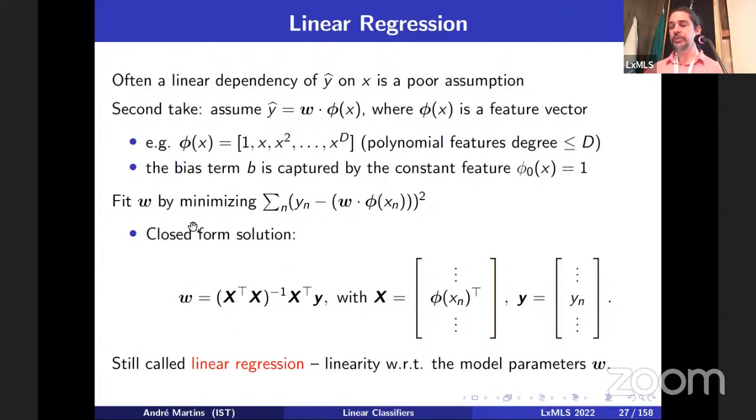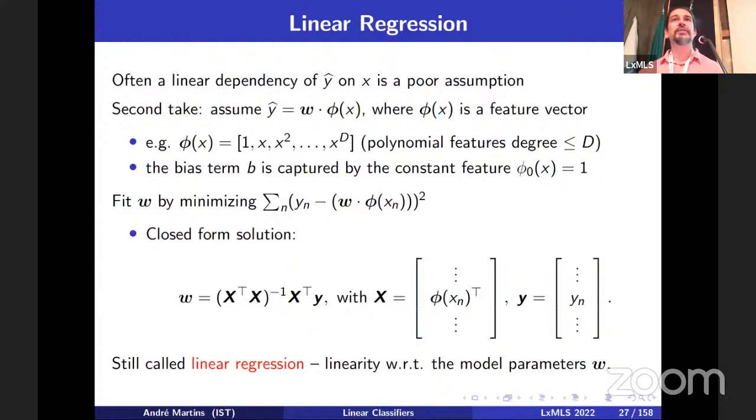Okay, so now what we need to do is to fit the model parameters W. Now it's a vector instead of just 2 parameters. It can be more than 2. We're going to have a weight for each feature, and we want to minimize again the sum of squares. So it's basically the same thing as before, but now we have more features. How can you do that?